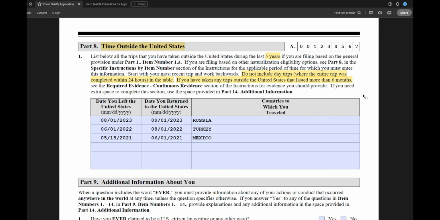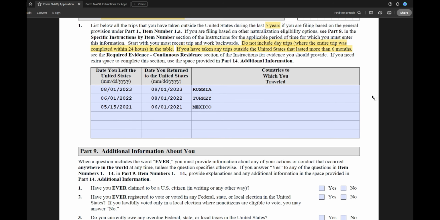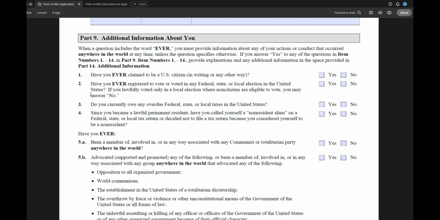This is another reason why I like the online application better, because it helps you make these calculations. So anyway, once you finish filling out your trips outside the United States, you may proceed to the next part. This part is very important, and it has to do with your good moral character, which will ultimately make you eligible or ineligible for naturalization.